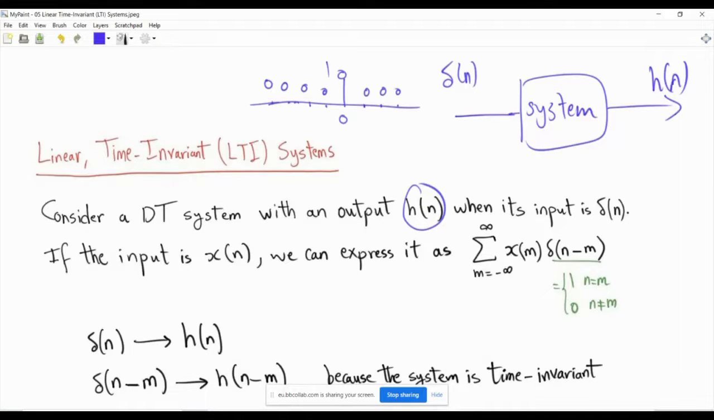Now, suppose that you feed the system an arbitrary input, which is x of n. We will see now that we can predict or know what the output will be just using this h of n, which is called the impulse response. It's called the impulse response because it is what you get as an output if you excite your system with the delta. Here it's the discrete time delta, and for continuous systems it will be the Dirac delta.